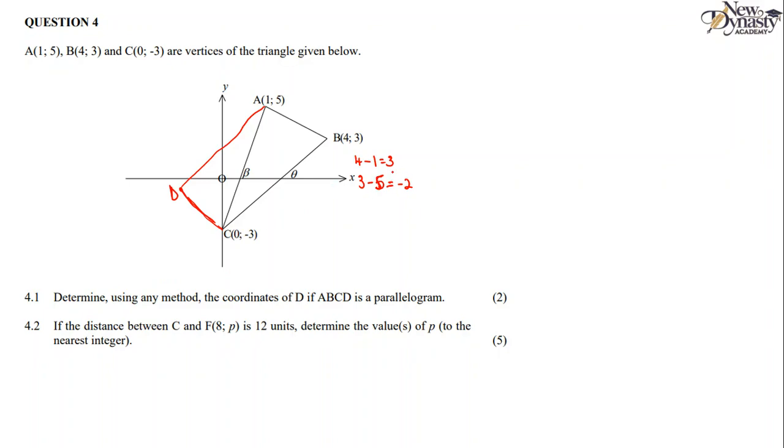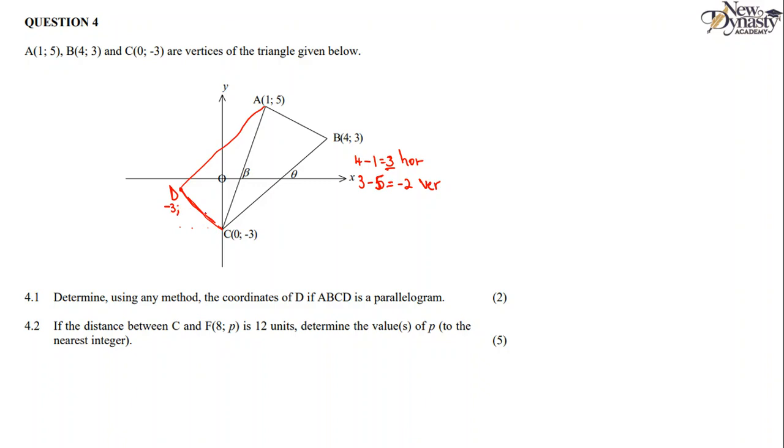What happens here is that these values that I get, 3 and negative 2, tell me how many units I have to move from A to B horizontally and vertically. So 3, because I found it by subtracting the x values, is going to be my horizontal movement, and here it's going to be my vertical movement. I'm going to move from point C, starting from 0 horizontally, 3 units to the left: negative 1, negative 2, and negative 3. So the x value is going to be negative 3.